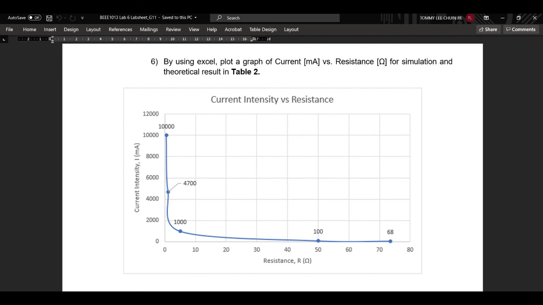Okay, so this proves that in our graph here, the current intensity is inversely proportional to the resistance. So this proves that Ohm's law has been implemented in this experiment. So I think that's all for now, and I thank you.